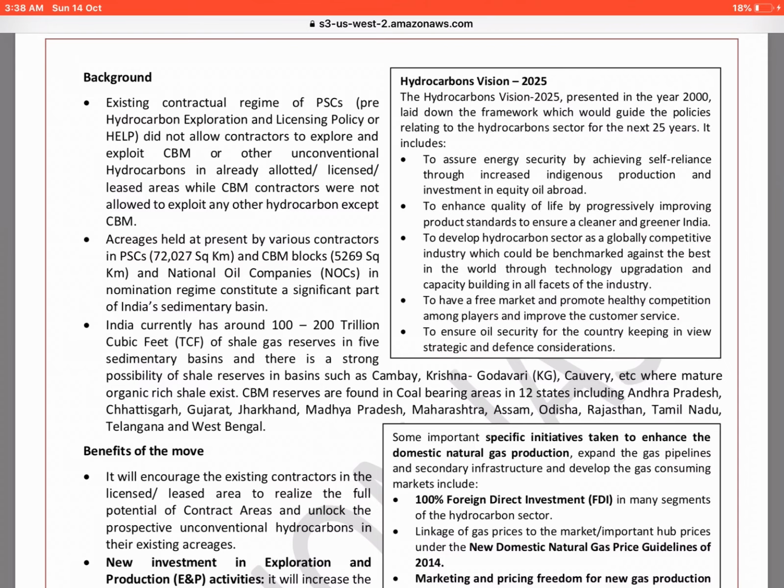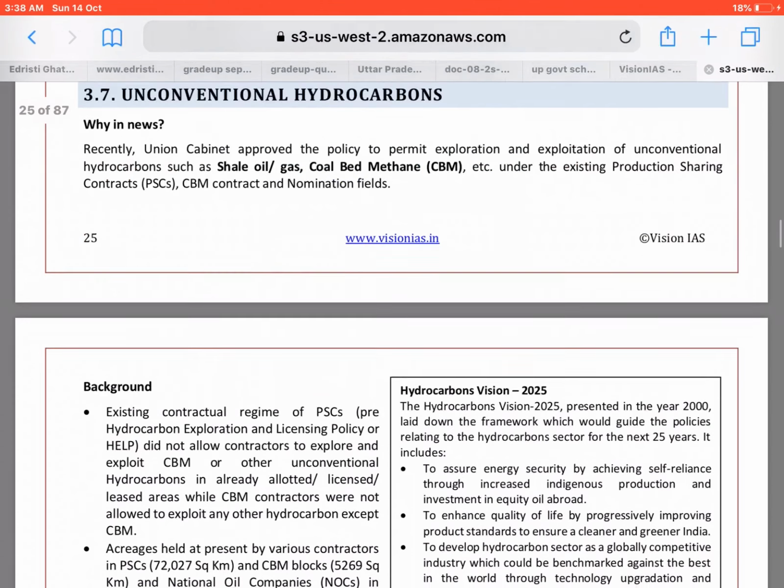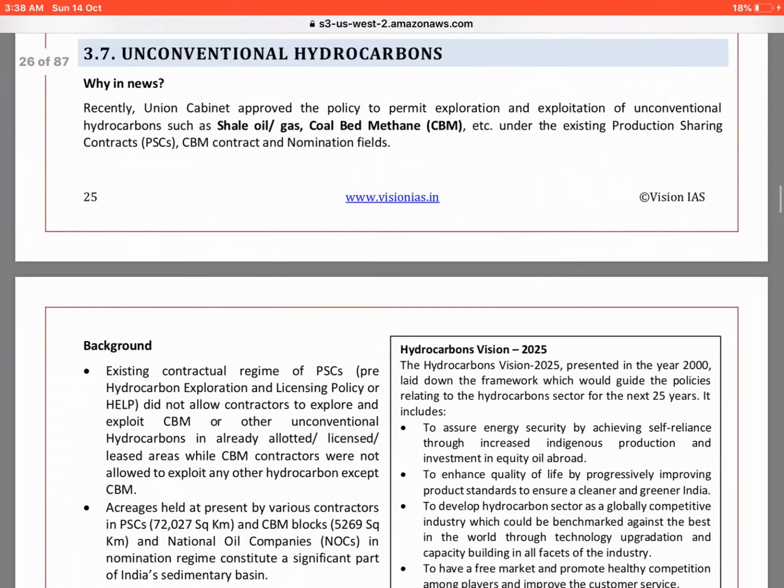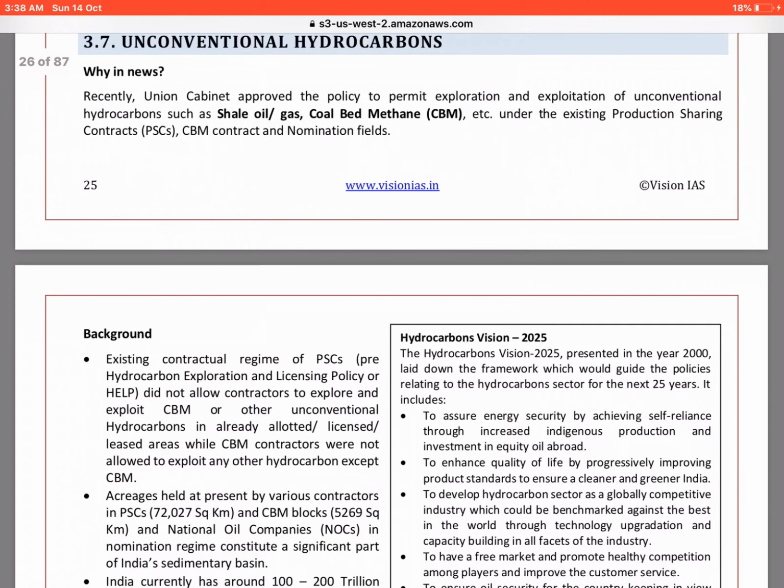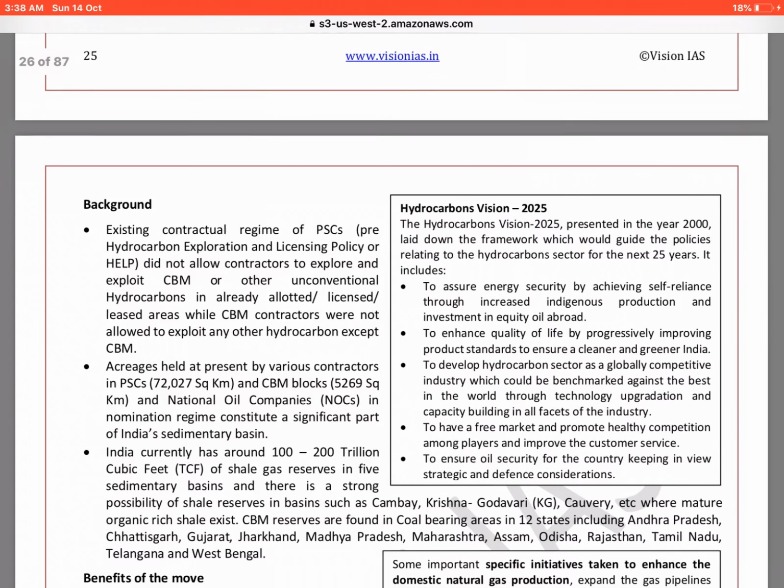So earlier what used to happen, suppose there is a field in Jharia in Jharkhand. Now suppose one company is there, suppose Reliance owns a field in Jharia. We are talking about the first situation, that is prior to approval of exploration and exploitation of unconventional hydrocarbons. Prior to this, scenario 1 is prior to approval. So earlier what used to happen was, suppose there was one field in Jharia which is owned by Reliance.